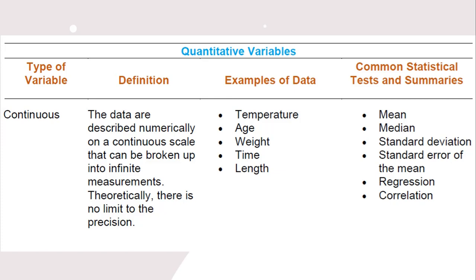Examples of these types of data are temperature, age, weight, time, length. For example, you can have 1.1 meters, 2.5 meters, 2.51 meters, 2.512 meters, 2.1828 centimeters, 5.67 times 10 to the negative 8. You can have all those values. Common statistical tests and summaries include mean, median, standard deviation, standard error of the mean, regression, and correlation. So here are the commonly used tests.